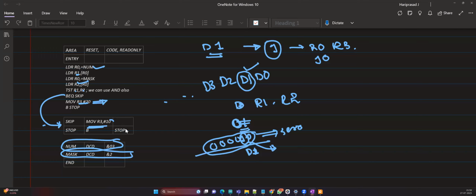This condition: if it is not 0, that is if it is 1 due to the mask, then I will move R3 with 20. Hope you got the idea. It's a simple logic, right? Yes, sir. Any doubt here? No, sir. Okay.